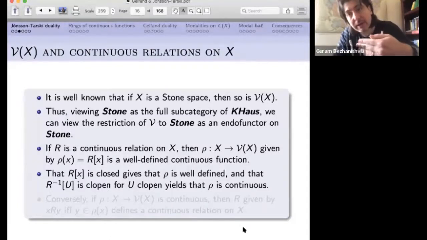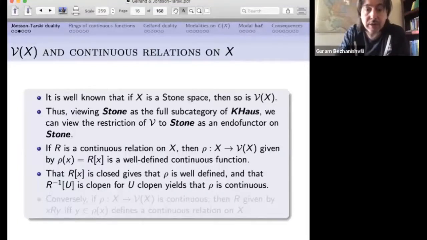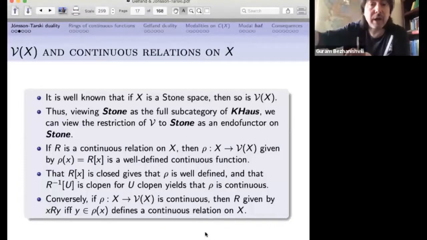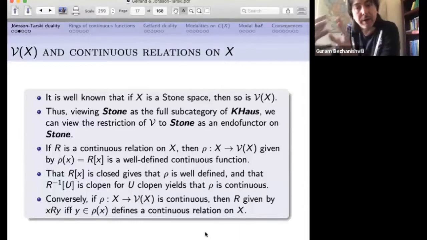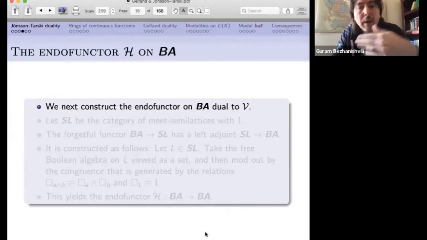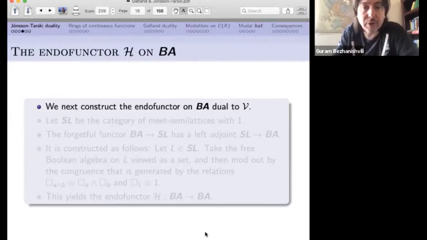And so that shows us that continuous relations give functions into the Vietoris space, and conversely, if you have a function into the Vietoris space, then you can define a relation by saying that x is R related to y if y happens to belong to the image of x, which is a closed subset. And now we define this relation R by saying that this closed subset is exactly all the points that x sees with this new relation R. And this provides a one-to-one correspondence between continuous relations and continuous functions into the Vietoris space.